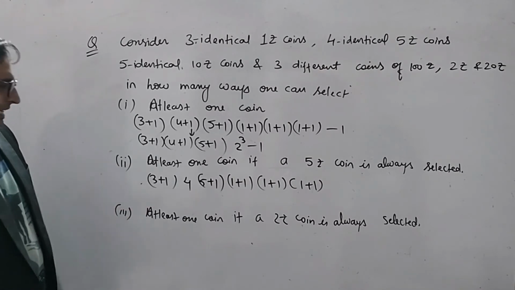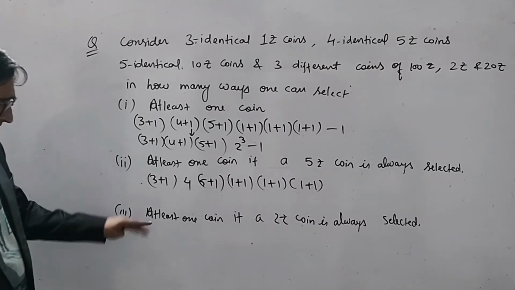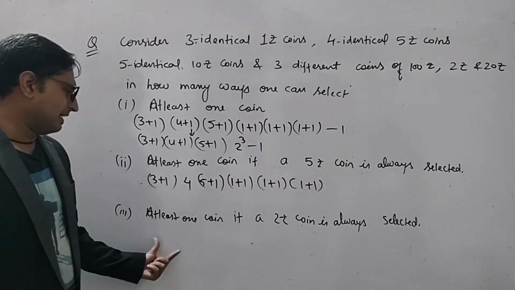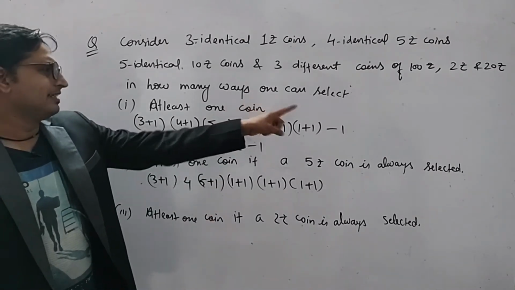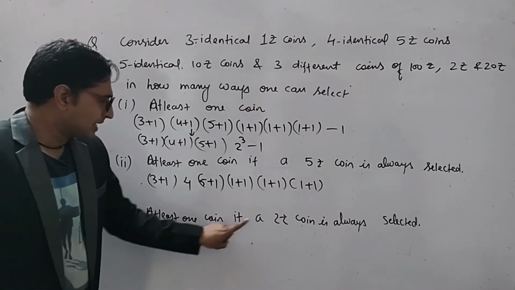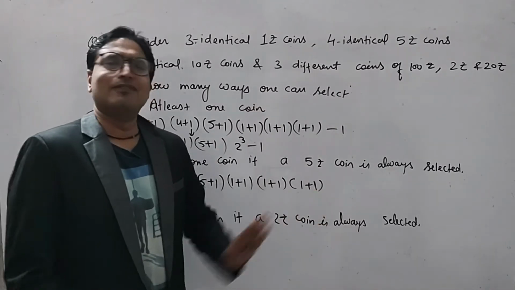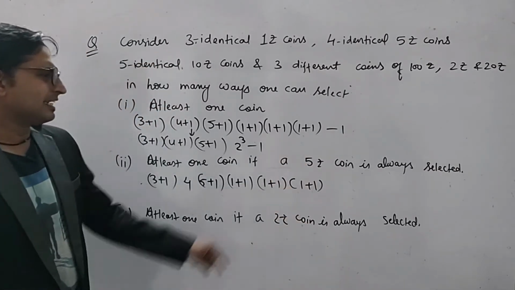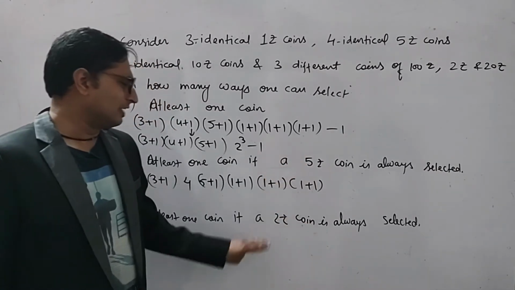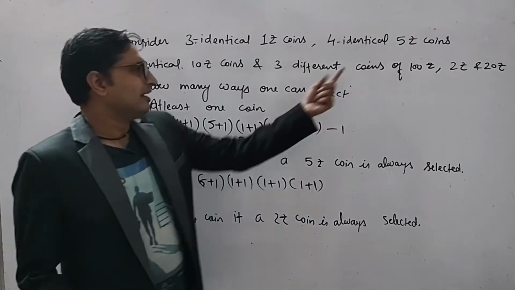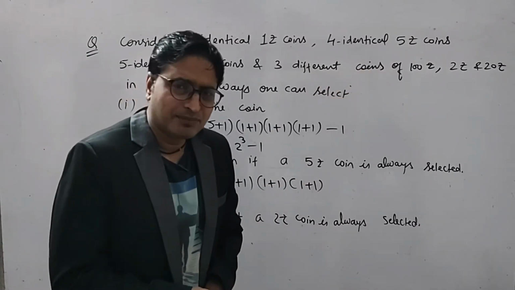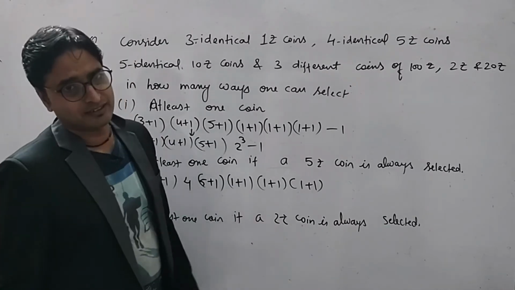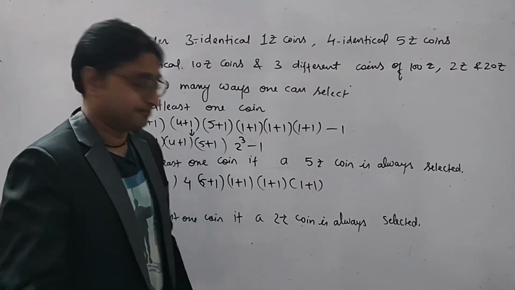Now, in this condition, again the same type of problem is there. At least one coin you have to select. One can select at least one coin if a 2 rupee coin is always selected. Again, the same question is there. Instead of this 5 rupee coin, we have to select 2 rupee coin. Means only one 2 rupee coin is there. So we have to include a 2 rupee coin. Always it must be included.